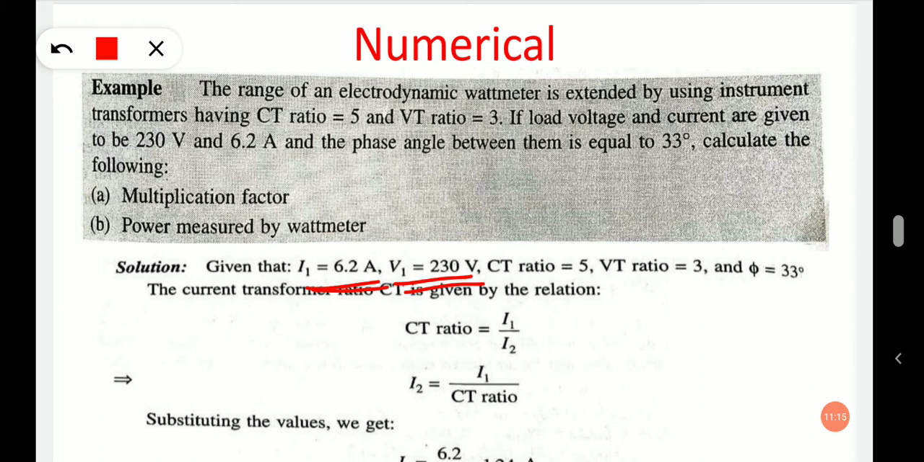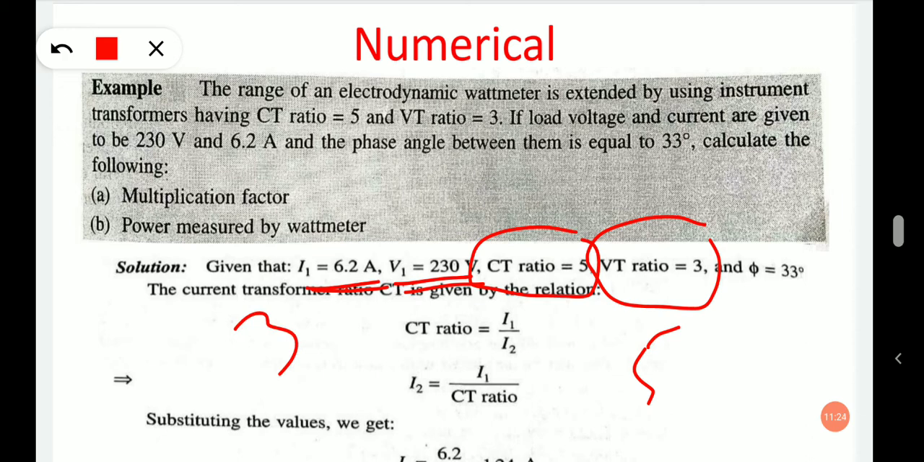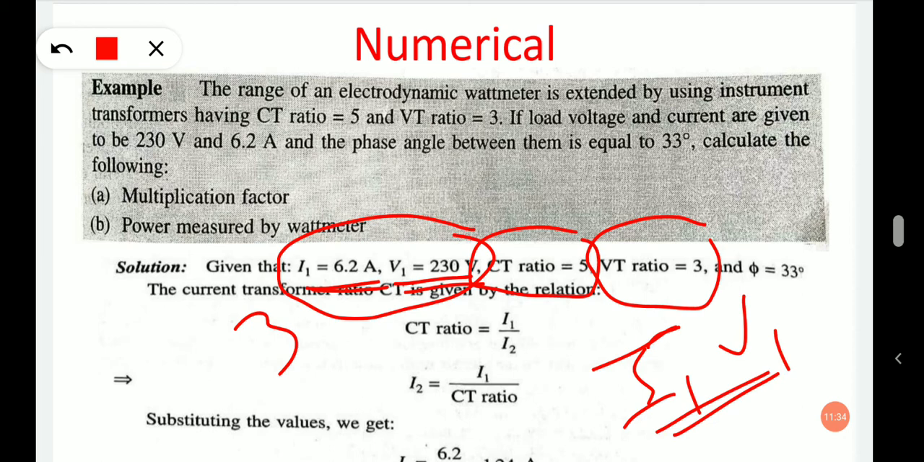Then as we discussed, CT ratio and VT ratio are given. CT ratio is given as 5 and VT ratio is given as 3. And here phase angle is also given, the phase angle between this I1 and V1. Okay, this phase angle is given and it is phi equals to 33 degrees.